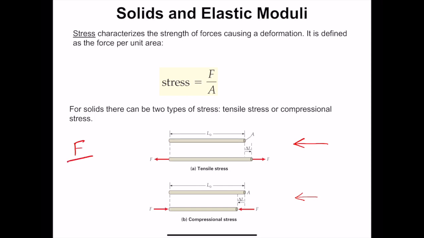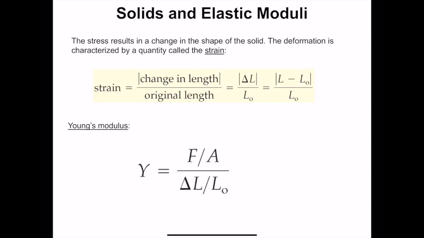So F divided by A is the definition of stress. And this definition applies to both tensile stress and compressional stress. And A clearly is the cross-sectional area of the sample. All right. Now let's talk about strain.